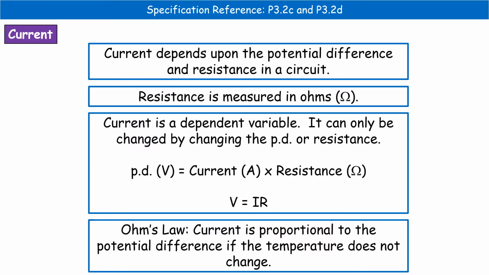Now, as far as Ohm's law goes, this is the go-to for resistance. Ohm's law tells us that current is proportional to the potential difference if temperature does not change. So what that means is that if we increase the potential difference, we increase the current. A bit more detail: if we double potential difference, we double the current. Because it is proportional, we get that link between the two.